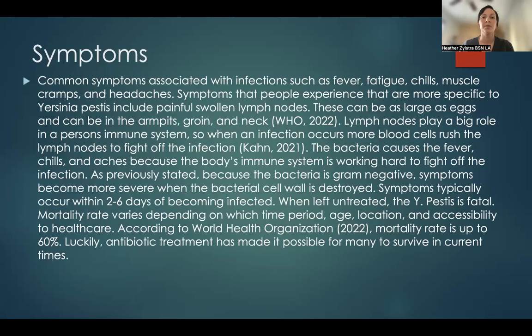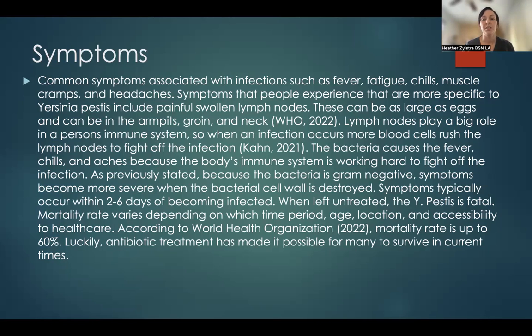Symptoms. Common symptoms associated with infections such as fever, fatigue, chills, muscle cramps, and headaches can occur. Symptoms that people experience that are more specific to Yersinia pestis include painful swollen lymph nodes, in the groin, armpits. They could be as large as eggs, and they are very, very painful. Lymph nodes play a big role in a person's immune system. So when an infection occurs, more blood cells rush to the lymph nodes to fight off the infection. The bacteria causes the fever, chills, and aches because the body's immune system is working overtime. It's working really hard to fight off the infection.